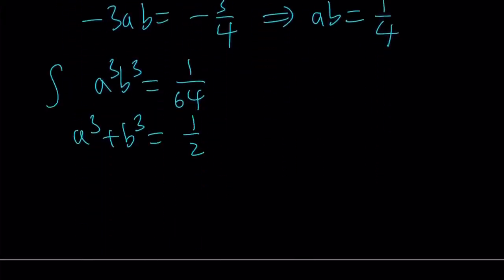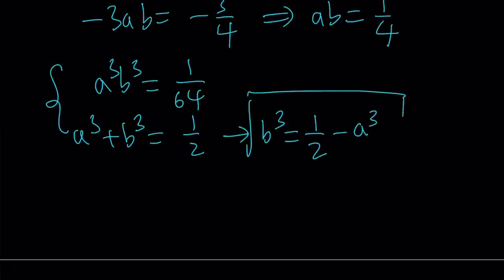So this gives me a system of equations, and this becomes a quadratic system in a cubed or b cubed, whichever you want to use. So from the second equation, I will isolate b cubed. So I'll write it as 1/2 minus a cubed and substitute that into the first equation, and that is going to give me a quadratic. But first of all, let's see what that gives us, because it's going to give us a 6th power, but we'll turn it into a quadratic.